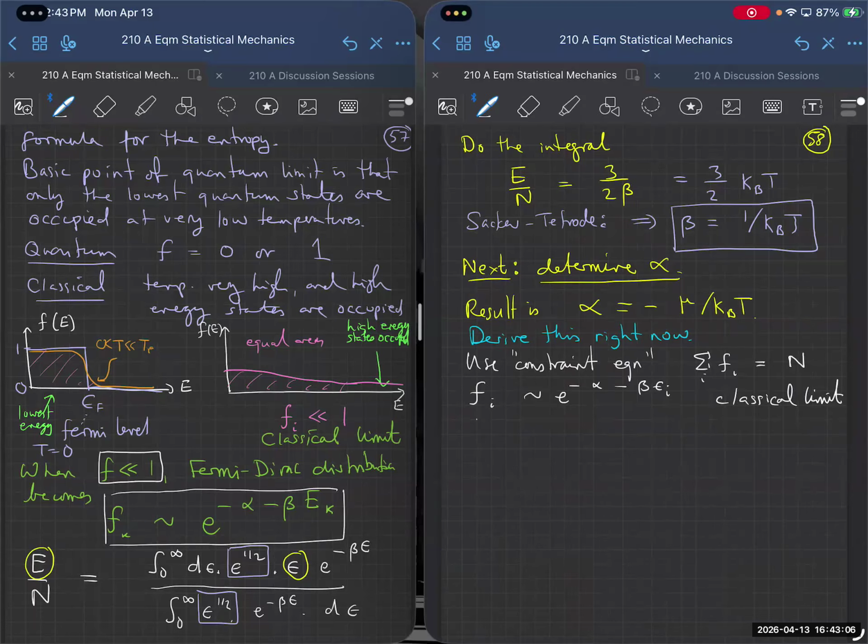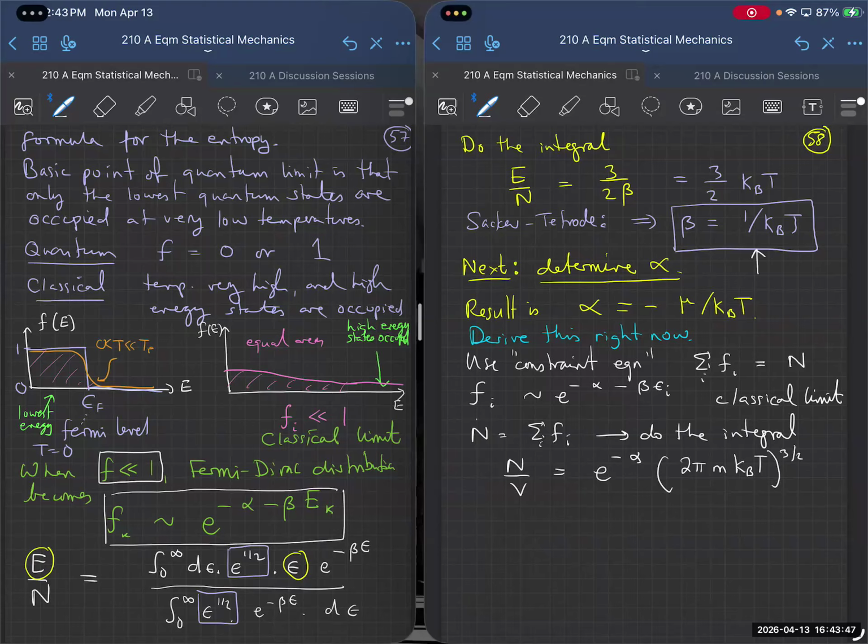We already know that beta is not just some random thing, it's actually 1 over kT. And so if I now do the calculation, N is equal to the sum over states f_i, and then do the integral. And I'm just going to tell you what the result is. I'm not going to do all of it. What you will find is that N over V is equal to e to the minus alpha times (2 pi m k_B T) to the 3/2 over Planck's constant cubed.